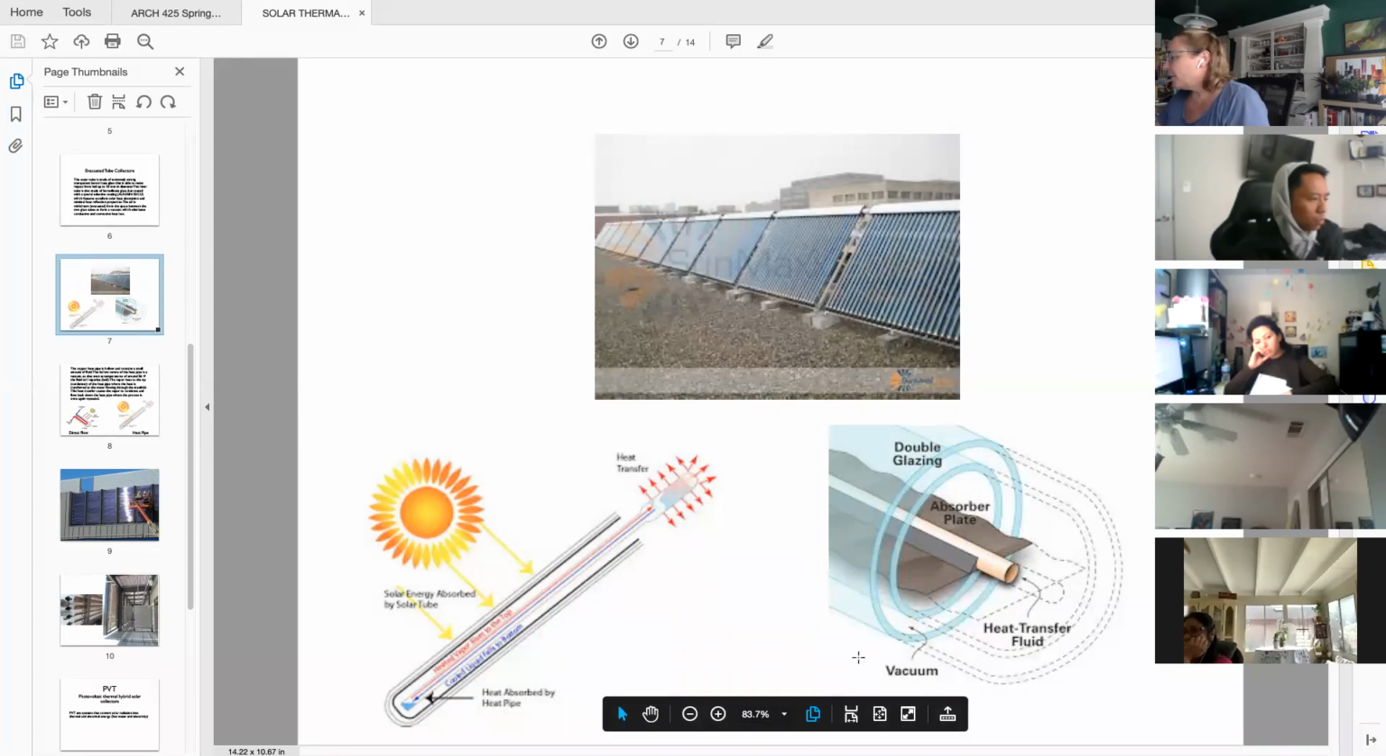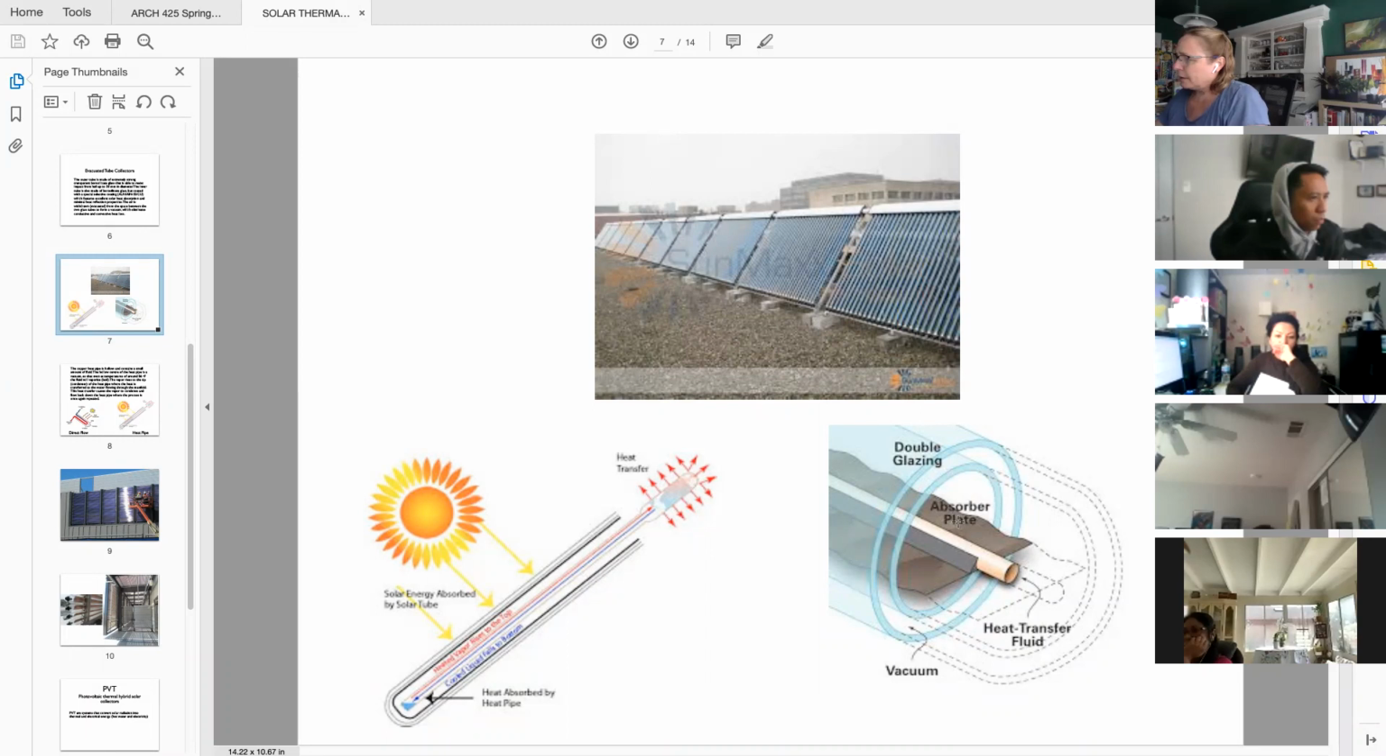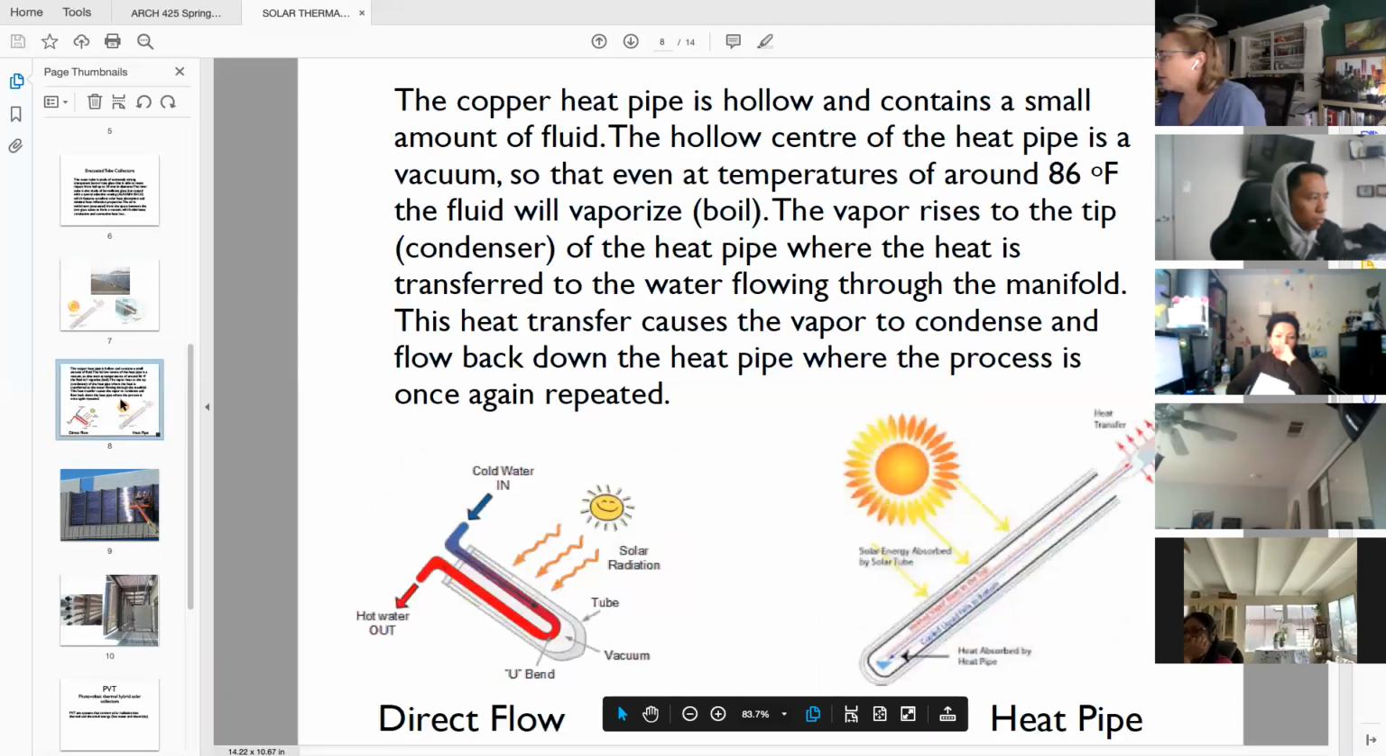And what happens is, because there's a vacuum between a double layer of glass, the solar radiation that is absorbed into the interior through the glass gets trapped in there by that vacuum of space, and it can heat up very, very rapidly. There's a couple of advantages for this type of system.